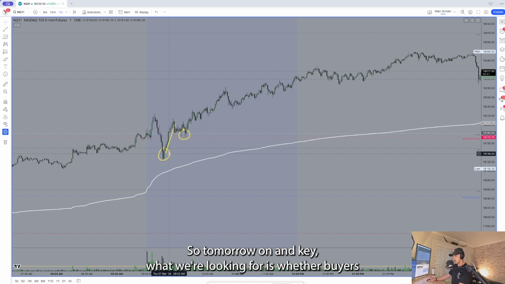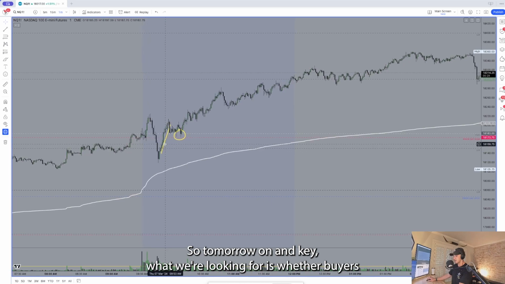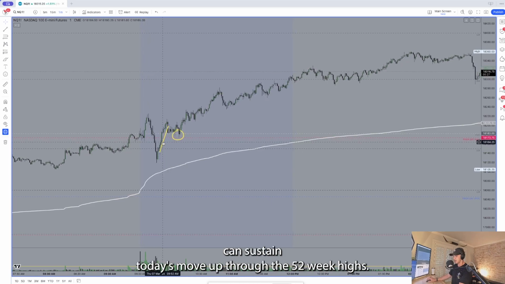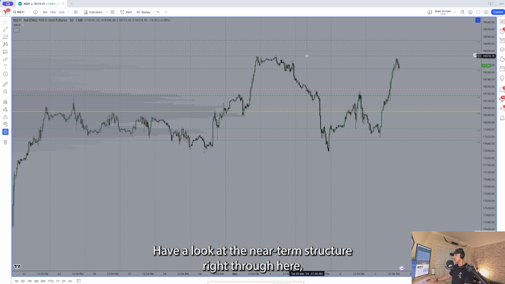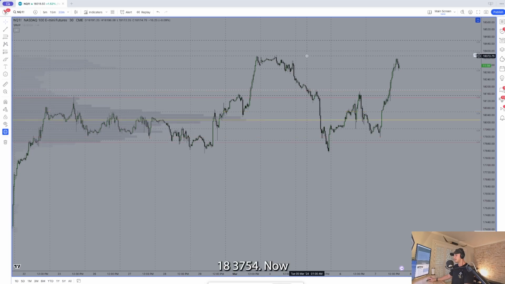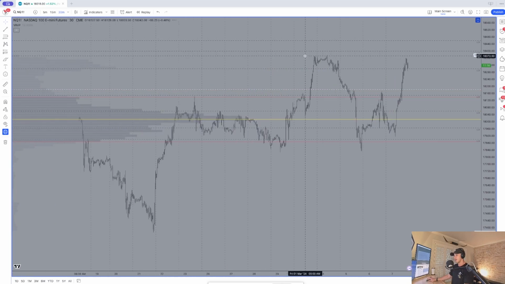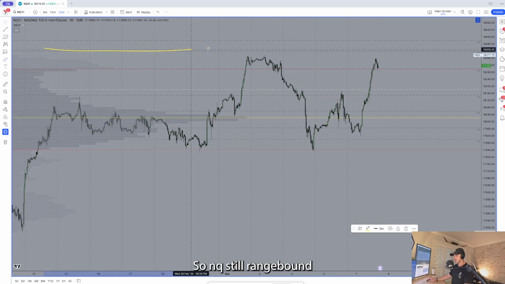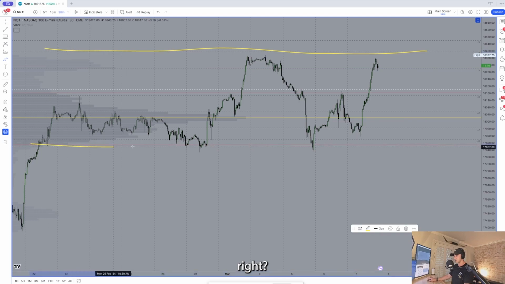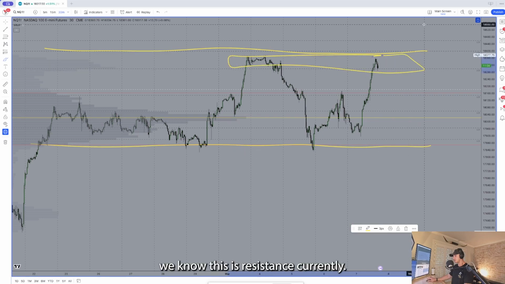So tomorrow on NQ, what we're looking for is whether buyers can sustain today's move up through the 52-week highs. Have a look at the near-term structure right through here. 18,375. For now, this gets treated as a range. So NQ still range bound, right? Just like that. So we know this is resistance currently.